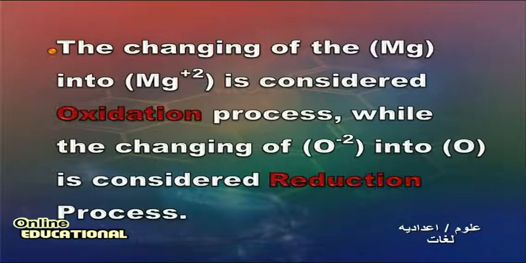Oxidation is a process in which an element loses one electron or more, but reduction is the process in which an ion or non-metal gains 2 electrons.